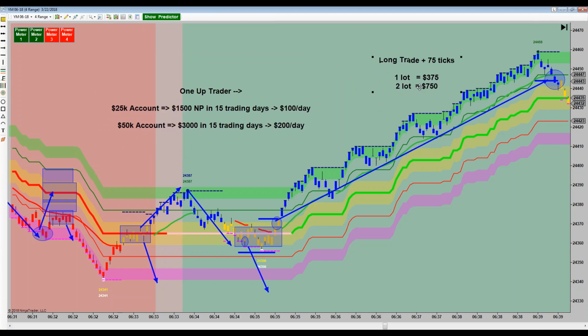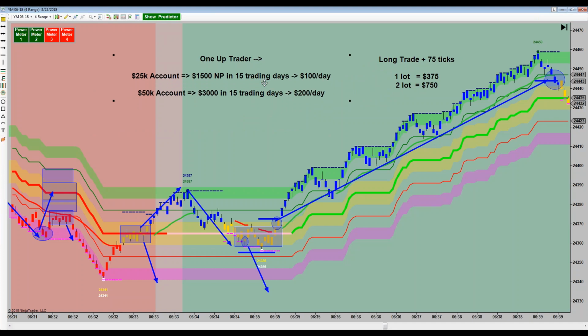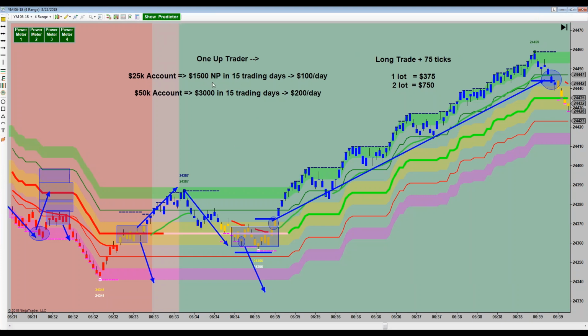Now, if you traded a two lot on YM, this one trade alone, on a two lot trade for this trade, you're halfway to getting your goal on the $25,000 account. Halfway with one trade. You'd be a quarter of the way on the $50,000 account.